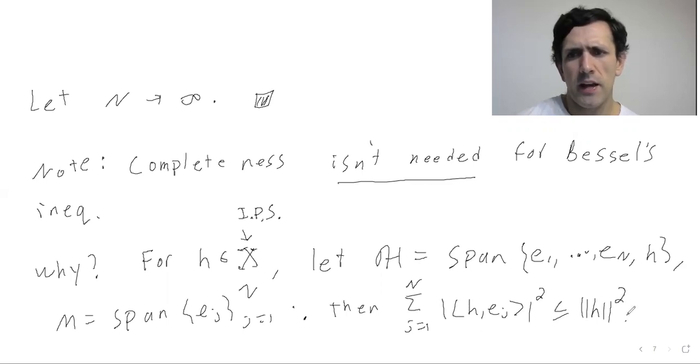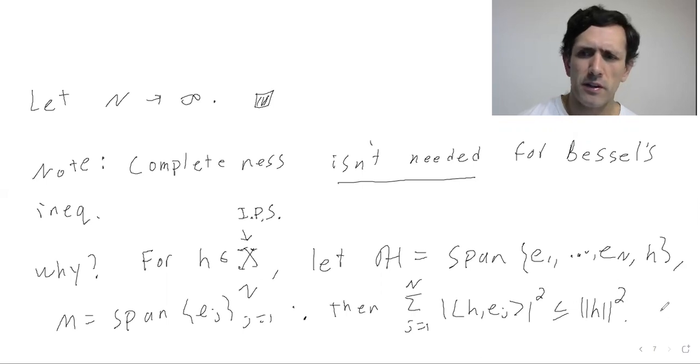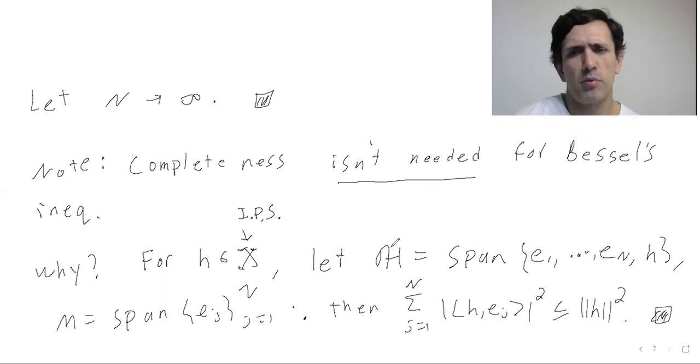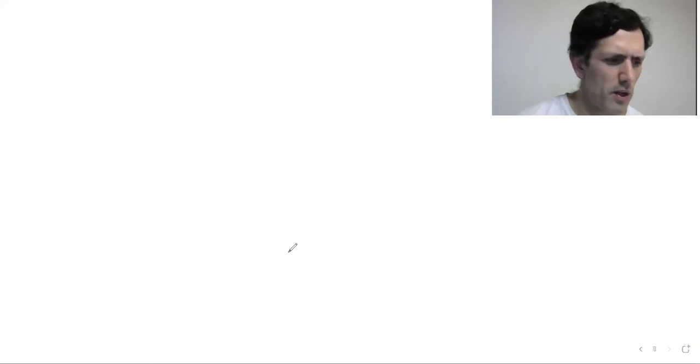And again, let n go to infinity. I'm just using the proof of Bessel's inequality with respect to this Hilbert space. Little h is certainly in this Hilbert space. M is a closed subspace of this Hilbert space. So everything that I did before works.